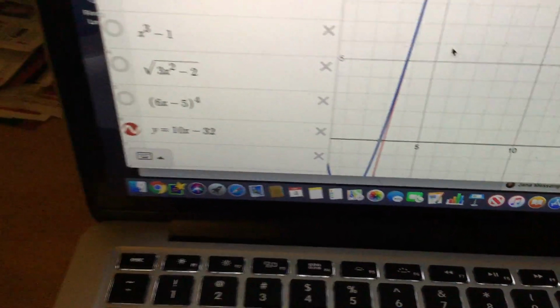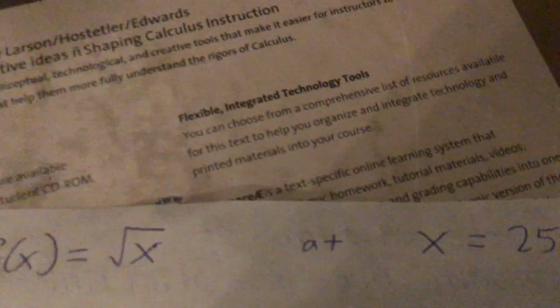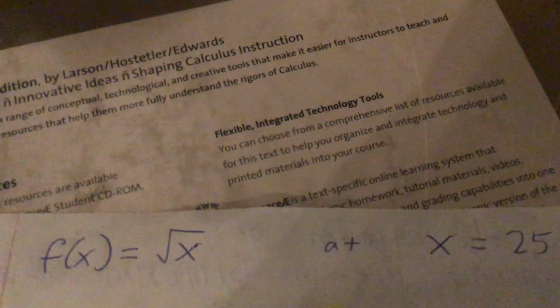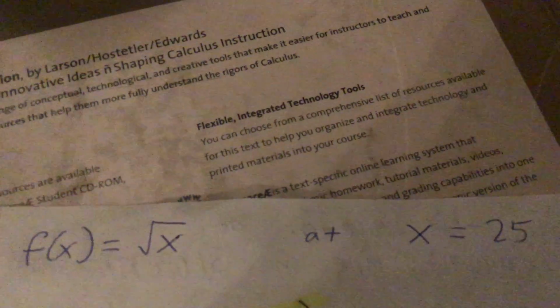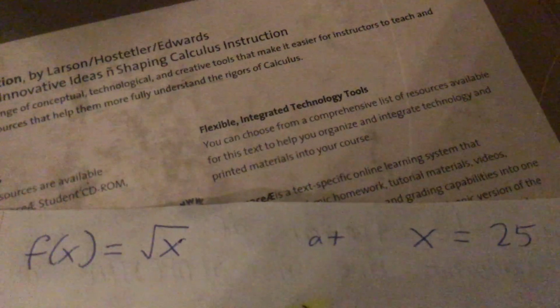Now moving on to problem number 2. Find the equation of the tangent line for f of x is equal to the square root of x at x equals 25. See if you can do this problem independently. Find the equation of the tangent line at x equals 25.